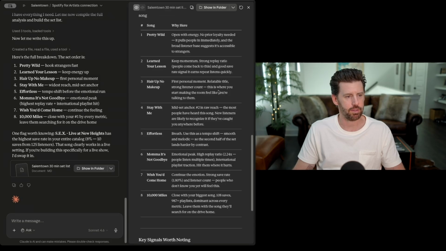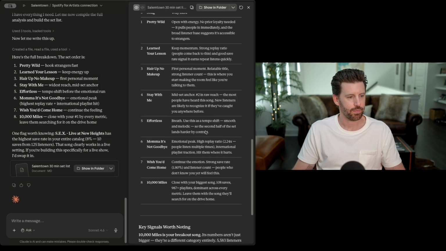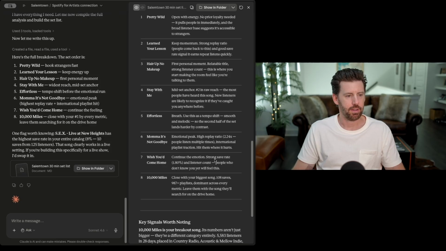Okay, I won't read through all of these. When it talks about opening with energy, I've talked with Claude about this quite a while, and it cannot listen to your songs, but it can determine BPM, beats per minute. So it knows if a song's fast or slow, and for the fast one, it's going to say it has energy. Okay, Wish You'd Come Home. Continue the emotion. Strong save rate of 1.8% and listener count. People who don't know you yet will feel this. So that song is getting saved at 1.8%.